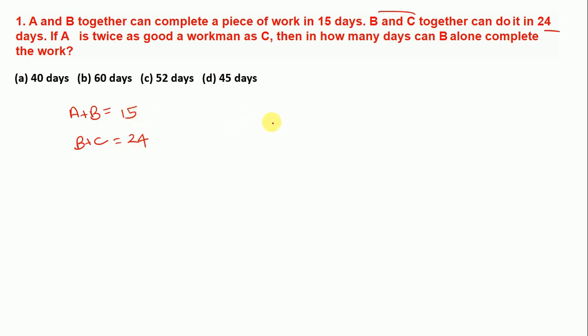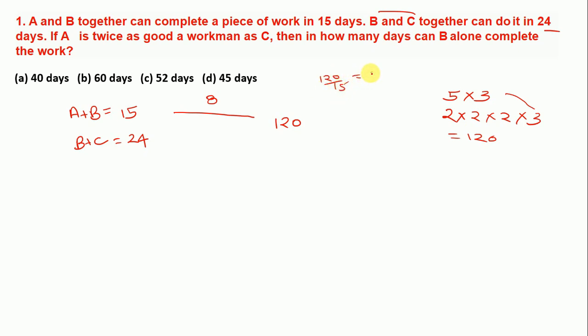It will be equal to 120. And it is very simple to calculate the LCM. First of all, take the factors of 15, 5 into 3. Then factors of 24, 2 into 2 into 2 into 3. And 3 is common in both, so it will be taken just one time and multiply all others. It will be 120. So let the total unit of work be 120 and the efficiency of A and B will be equal to 8 because we are dividing 120 by 15. And the efficiency of B plus C will be equal to 5.